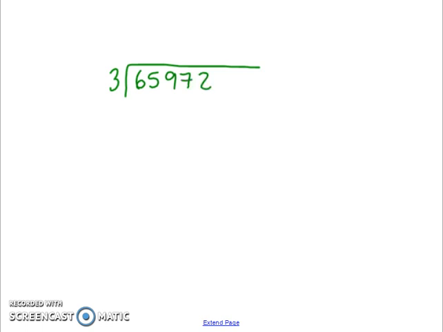So first we do 3 into 6. So that goes in twice. 2 times 3 is 6. We subtract. We get 0. Bring down the 5. 3 goes into 5 once. We get 3. Subtract. We get 2. 3 can't go into 2, so we bring down the 9.